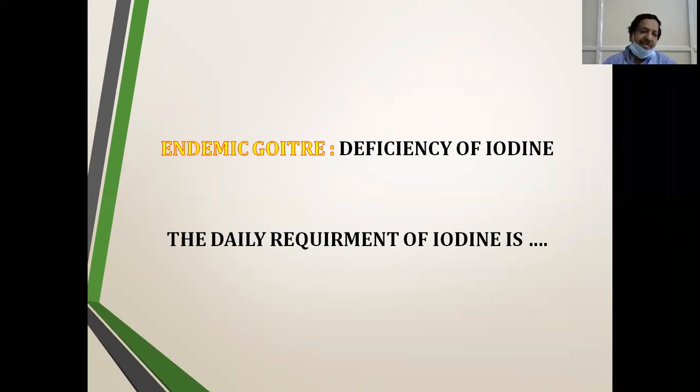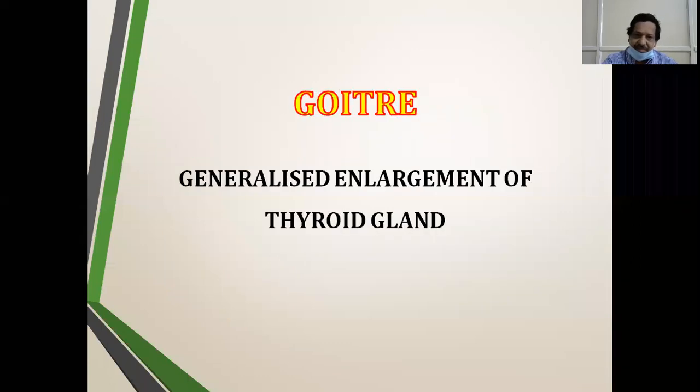The raw material for the thyroid hormone is iodine. And what is the daily requirement of iodine in an adult? We already read it in physiology, biochemistry, pharmacology. And they are going to teach you again in SPM and also in medicine. At least know what is the daily recommended allowance of iodine in an adult. This is the definition I am repeatedly telling: goiter means generalized enlargement of the thyroid gland.